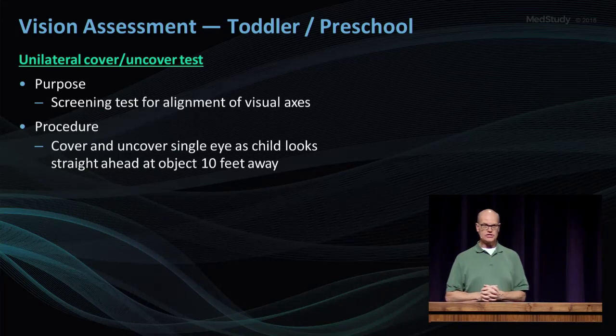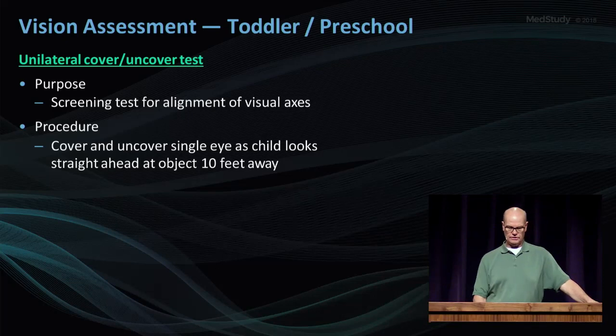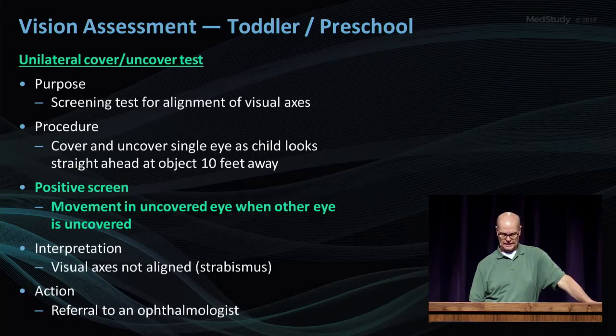And then again, as they get a little bit older, if they can cooperate with the unilateral uncover test, that's probably the easiest one to do. And remember, a positive screen is movement in the uncovered eye when the other eye is uncovered. And that picks up the possibility of strabismus and therefore prompt referral for evaluation and treatment. So this is outside, obviously, of the infant age group.